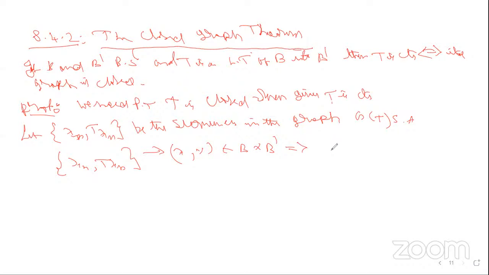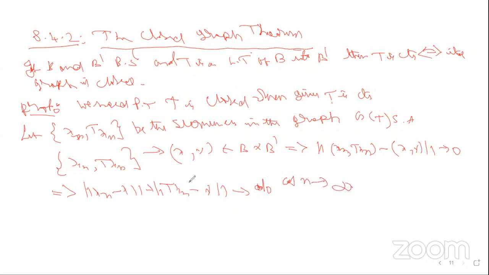So the norm of (xn, T of xn) minus (x, y) tends to 0. That implies the norm of xn minus x plus the norm of T of xn minus y tends to 0 as n tends to infinity. That implies that the norm of xn minus x tends to 0, and the norm of T of xn minus y also tends to 0 as n tends to infinity.